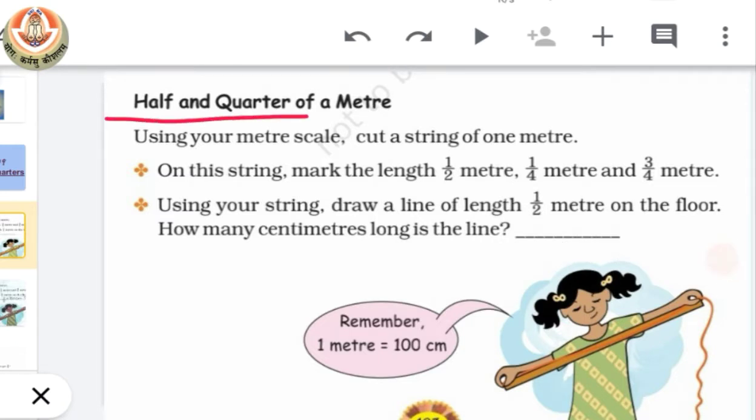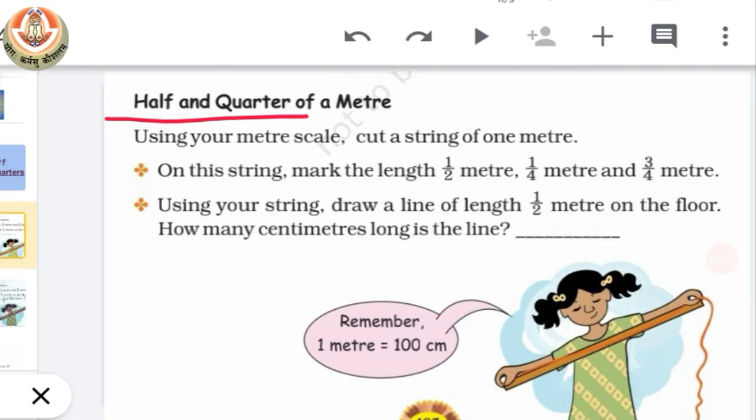Now using your meter scale, cut a string of 1 meter. See what you have to do, you have to take a thread like she is doing, and then she takes a meter scale and marks 1 meter in this thread and then cuts where 1 meter is exactly marked. Okay, see, it is an activity based question, you can do it in your home.